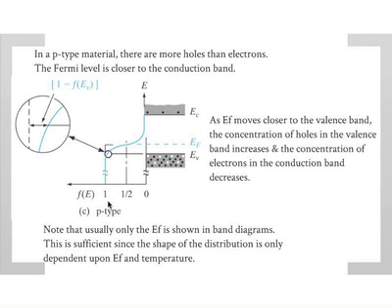In the p-type material, the Fermi level is closer to the valence band because there are many more holes than electrons. And the same thing, as the Fermi level moves closer to the valence band, the concentration of holes in the valence band increases and the concentration of electrons in the conduction band decreases. Now, I want you to go back home and think about this conceptually. We'll look at the math. Math is relatively straightforward. Conceptual understanding is much more difficult. So I want you to always keep that in mind.